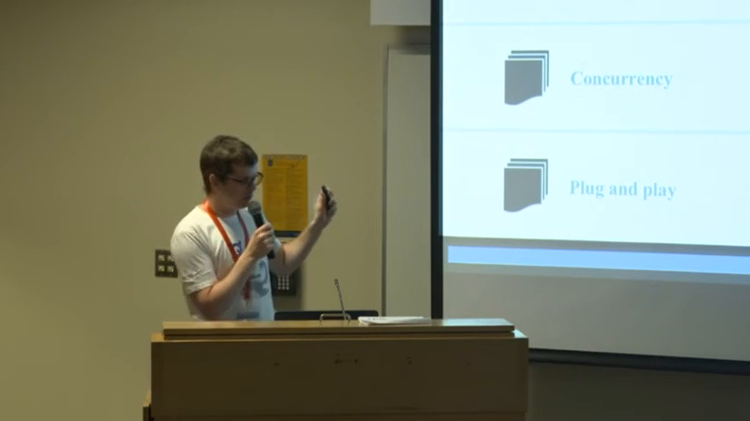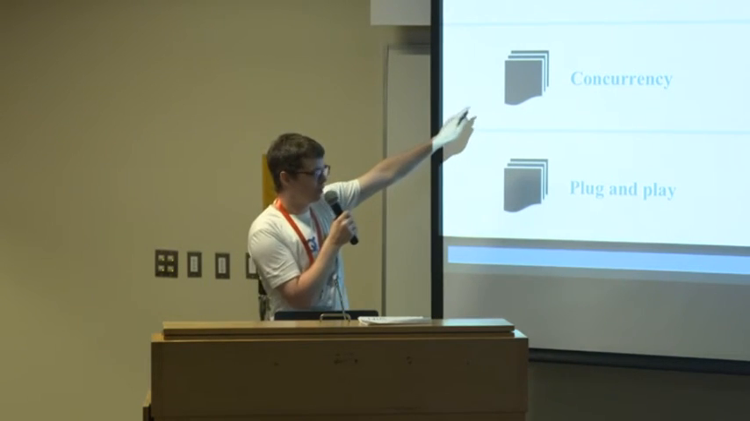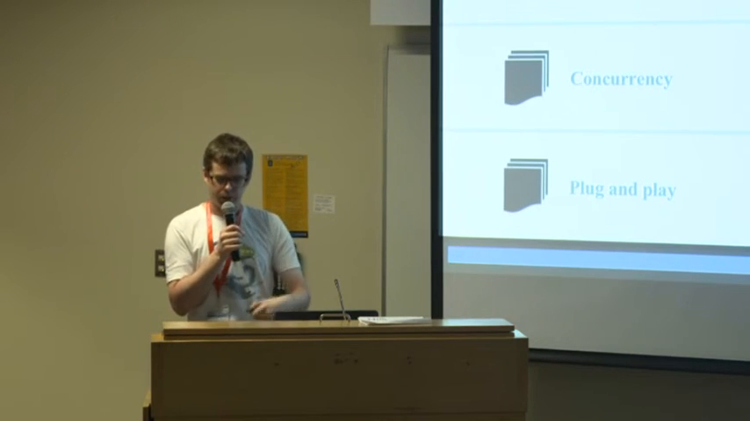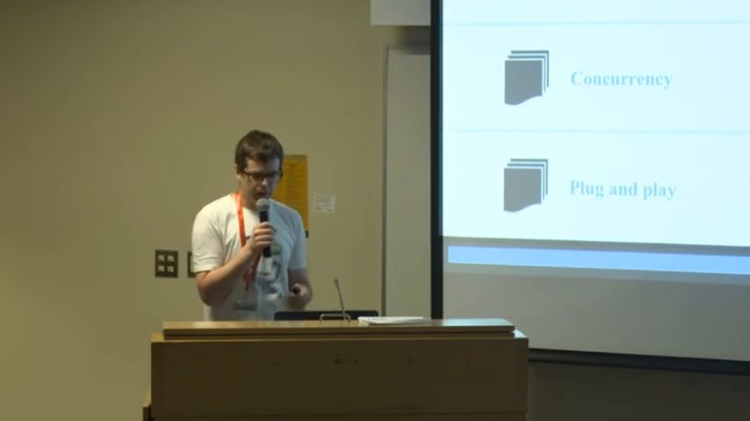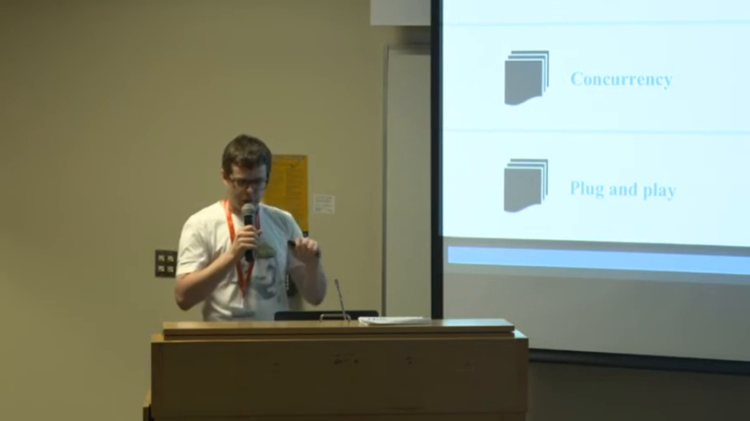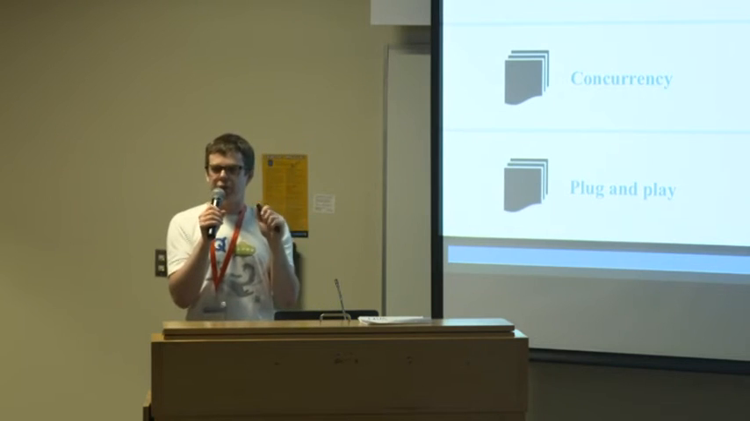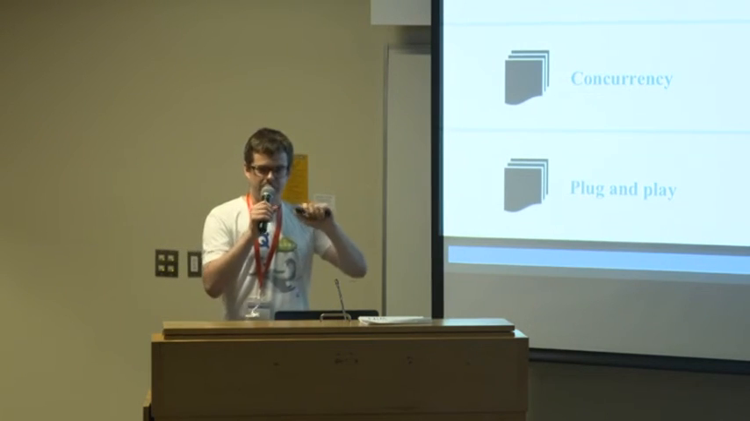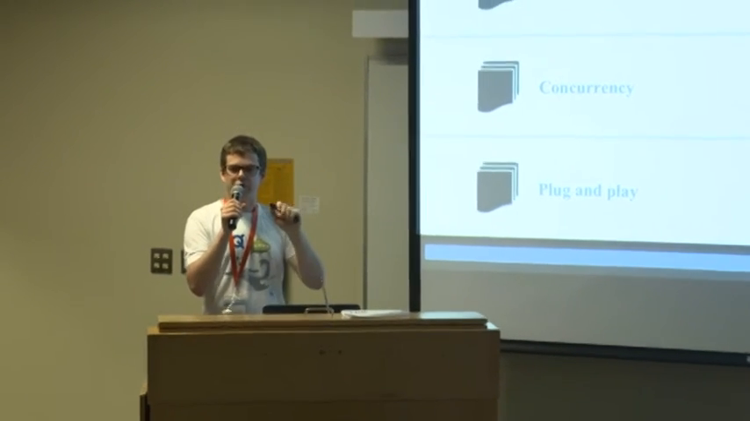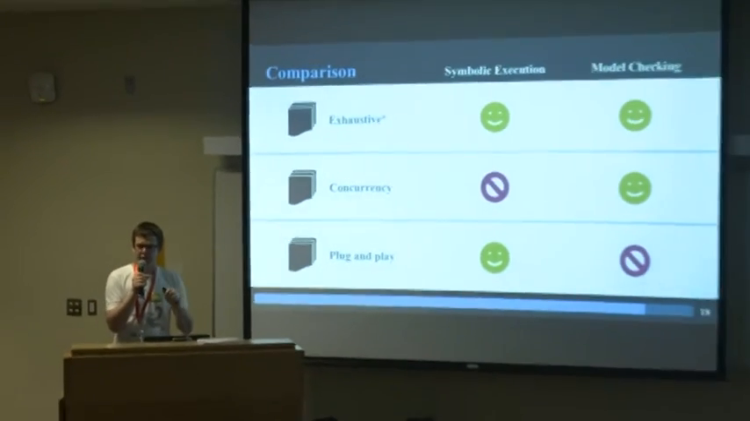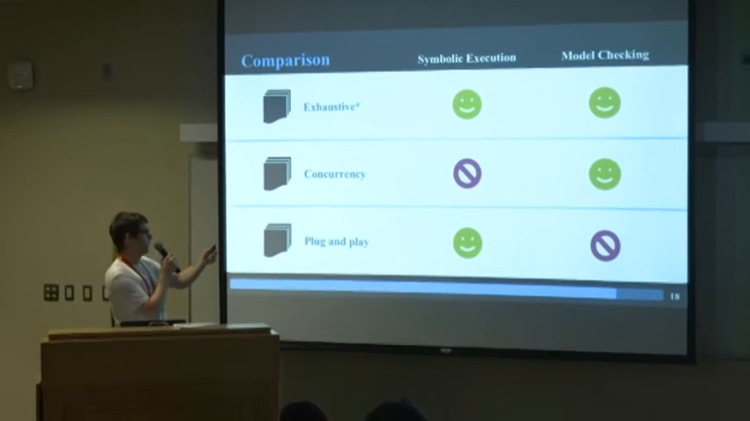Concurrency. So what we're seeing in terms of concurrency is symbolic execution is essentially a sequential exploration. And you don't quite have the ability to, if you think of a multi-threaded program, to exhaustively test that, you would want to check all interleavings of operations of all of the threads. So this is something you could do with model checking.